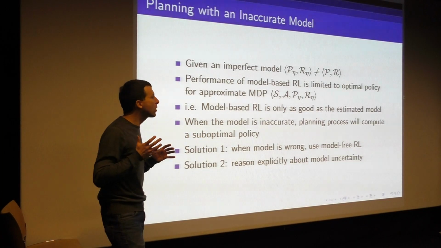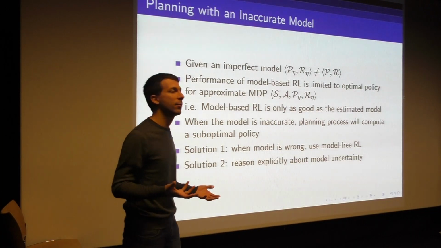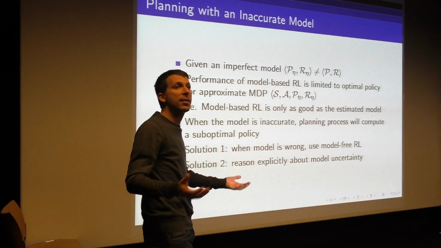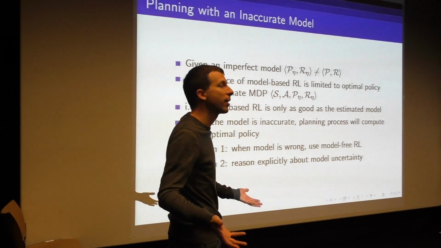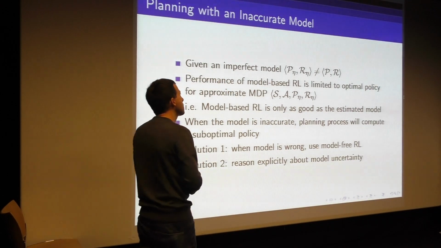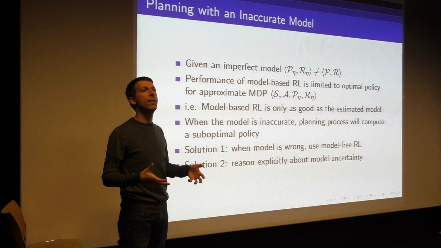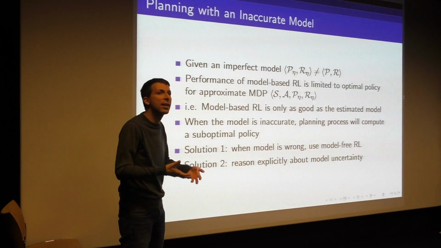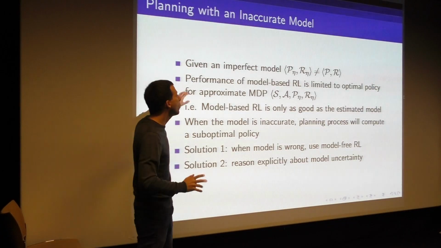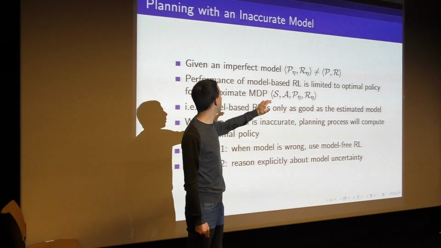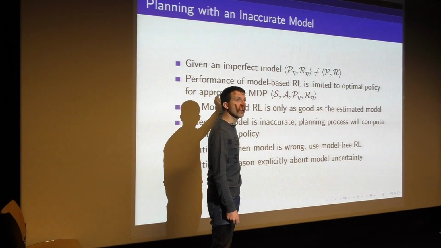So what happens if our model is not right? What happens if we have an inaccurate model? What happens if we haven't seen enough data to really understand the true dynamics of the world, or the true reward function of the world? So we should understand that when we plan with this imperfect model, we shouldn't expect to get the right answer. The performance of model-based reinforcement learning is only as good as the optimal policy for the model that we've learned.